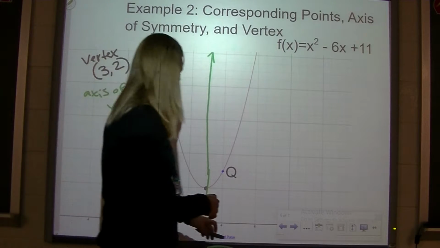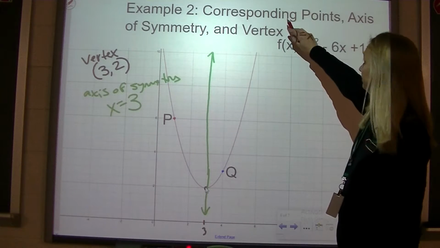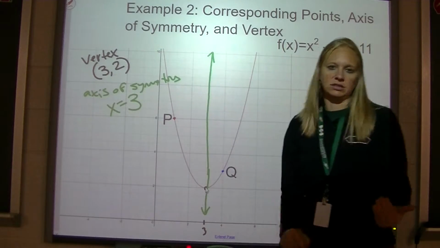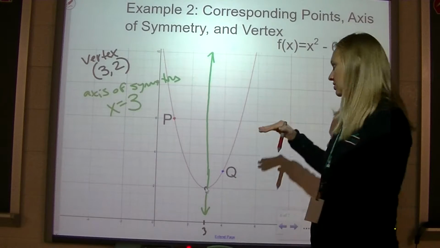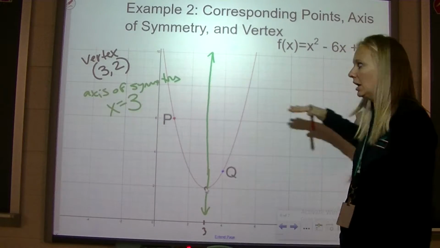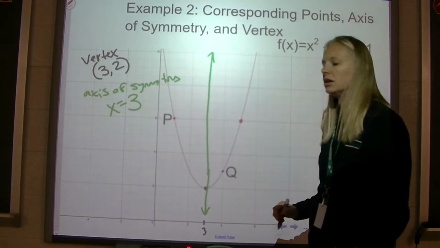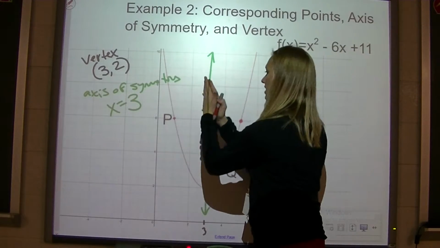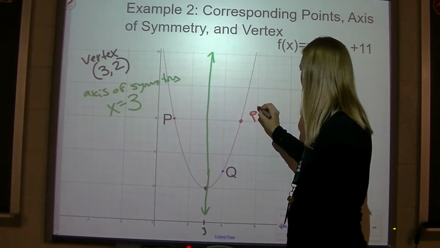And then we have to identify these corresponding points. Okay, well, because this axis of symmetry makes mirror images, it's going to be the same height. So since P is here, I know my P prime is going to be here. Because if I folded it on the axis of symmetry, those points should be on top of one another. So this is going to be my P prime.